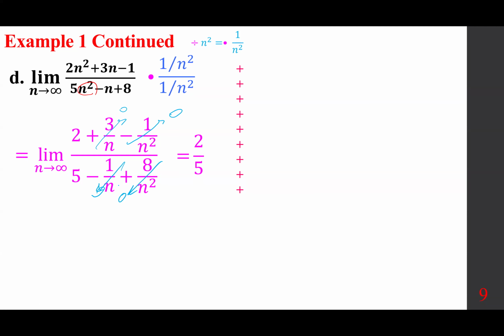And we are done. So a quick recap, the technique is when you're dealing with a rational expression and the variable approaches infinity, divide by highest degree term in the denominator. Let's look at this example. And again, we have a rational expression. We divide the top and the bottom by highest degree term in the denominator, which is n squared again.